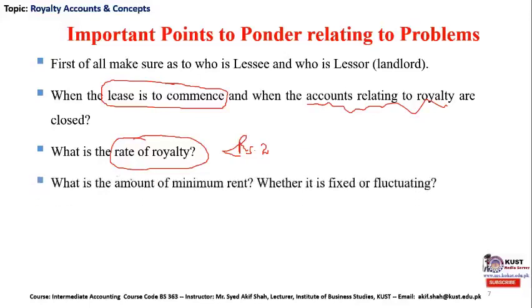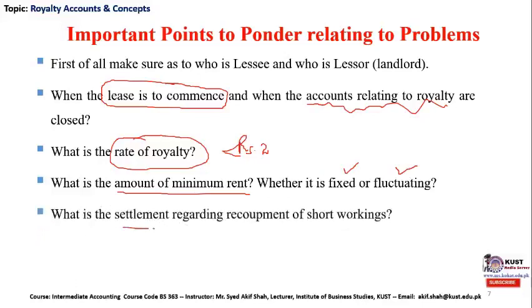The next point to ponder is the amount of minimum rent. This is very important because this helps to create the short working account. So the minimum rent to be paid by the lessee to the lessor should be clearly mentioned. Whether it is fixed or fluctuating, the minimum rent should be clear in the question, and the reader must focus on and grip the point. Either it is fixed or fluctuating.